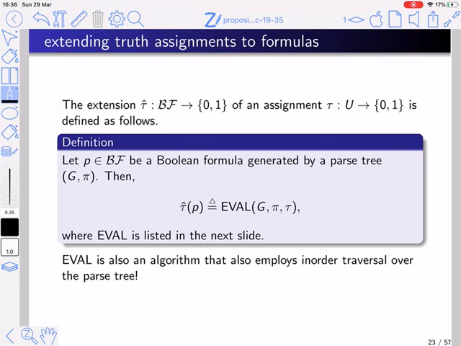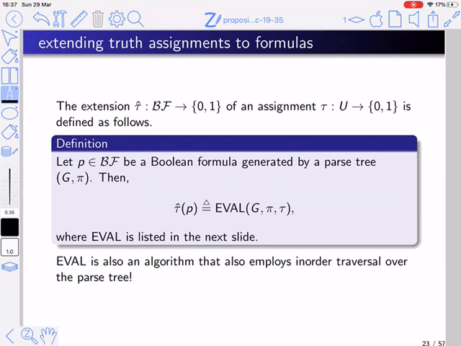Okay, so let us define how this extension works. We're given a formula P, and we are given an assignment tau, a truth assignment tau. We want to define tau hat over the formula P. Tau hat is the extension of tau. How do we define tau hat of P?